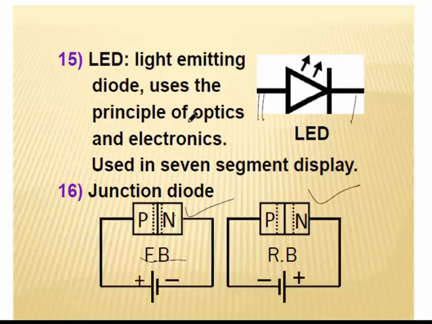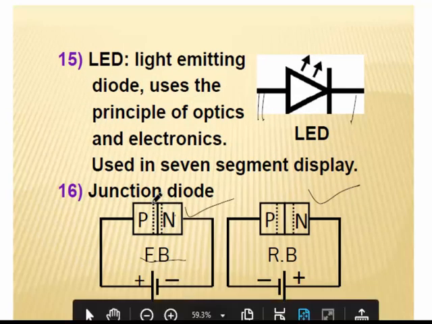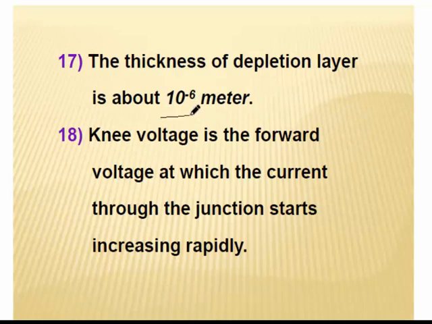Now the thickness of the depletion layer. You can see the depletion layer. This layer is also called the depletion layer. The depletion layer thickness is of the order of 10 raised to minus 6 meter.